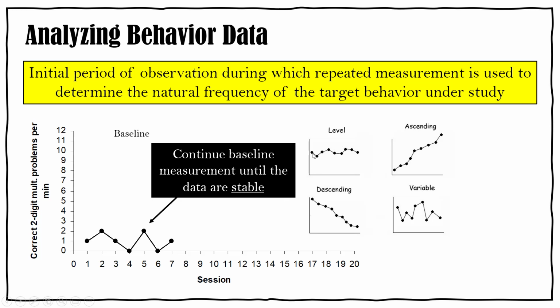If we look at this graph right here with the level, we can see a pretty clear line. That means that our data are pretty stable right here and that our data paths don't venture very far from the mean. So there's not a lot of variability.